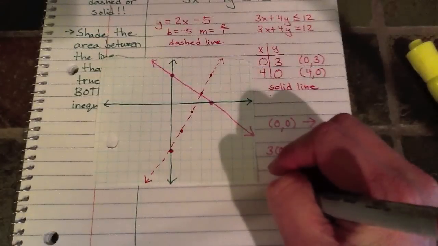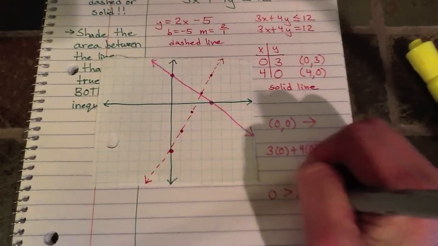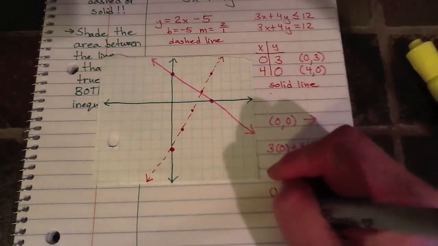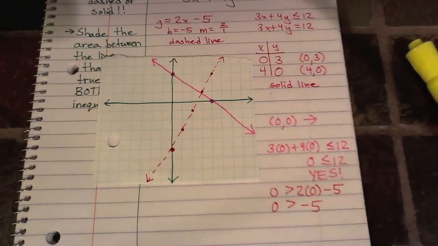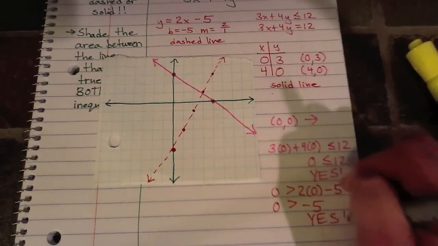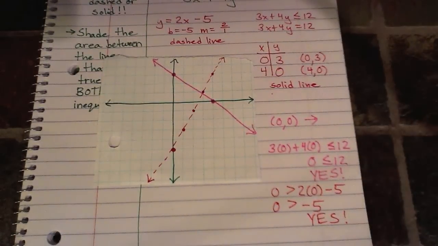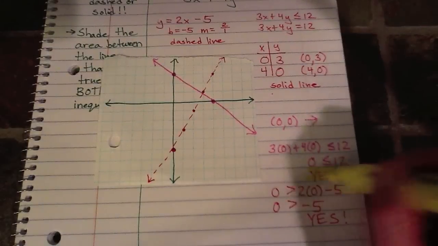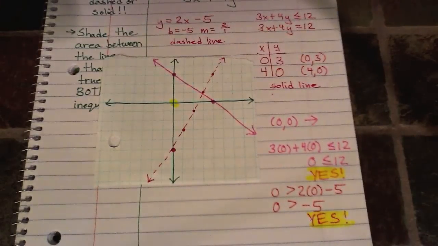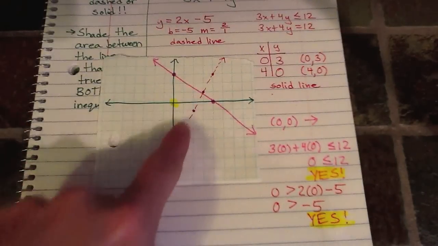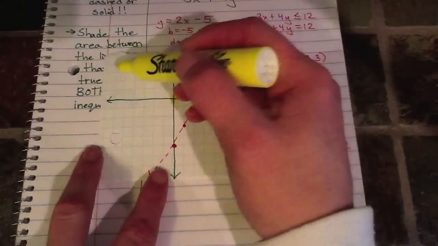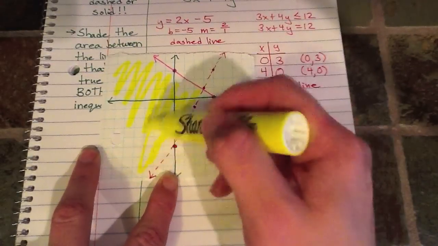So my second one, 0 is greater than 2 times 0 subtracting 5. 0 is greater than negative 5 because that became a 0. This is also true. So because I got yes for both, when I plugged in 0, 0, that means that the point 0, 0 right there on my graph is the true section. This section right in there is my true section. So that would be all the area on the graph that I would shade.